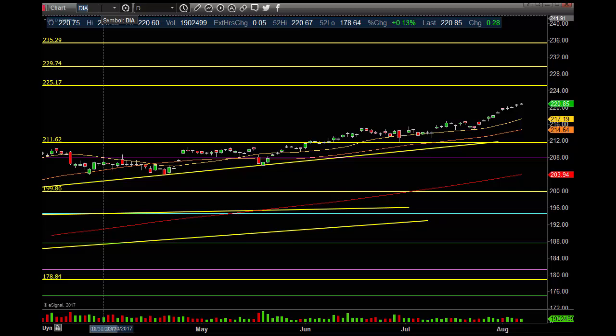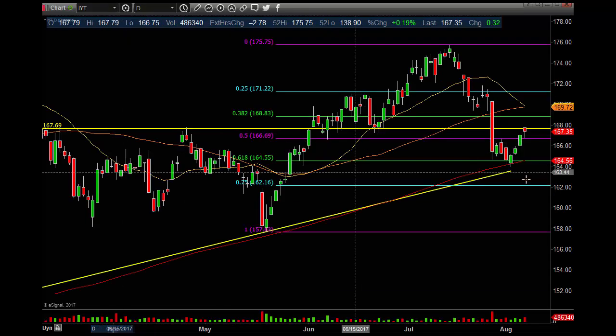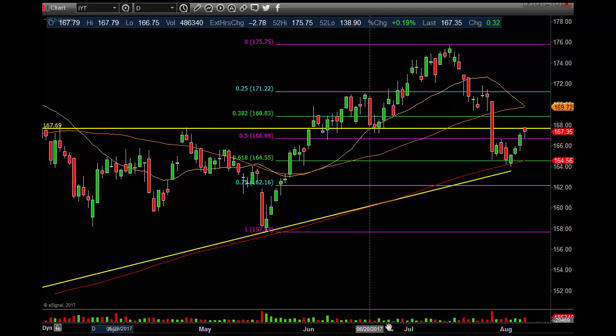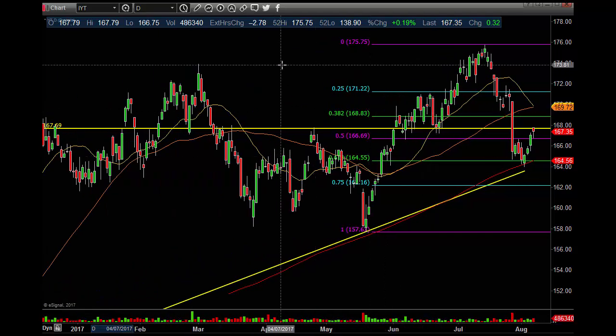Let's go to the IYT. The IYT, like the Russell guys, just pulling back. It went to the all-time highs, got a nice pullback off this high pivot. It tried to confirm, guys. Did it confirm? Yeah, I guess you could say it confirmed, but it tried and tried and tried.